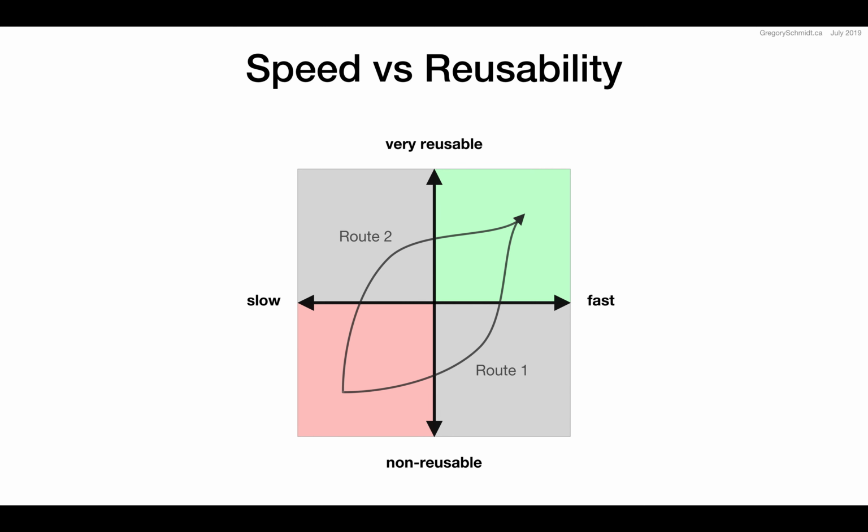So this is a simple 4-quadrant way in which you can understand how speed and reusability are two competing variables, and that the way you move from an organization in the lower left quadrant, where things are slow and non-reusable, towards the upper right quadrant, where things are fast and very reusable, has potentially different routes to achieve that success.